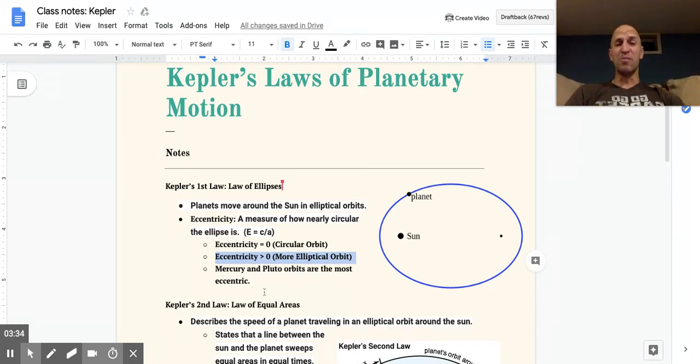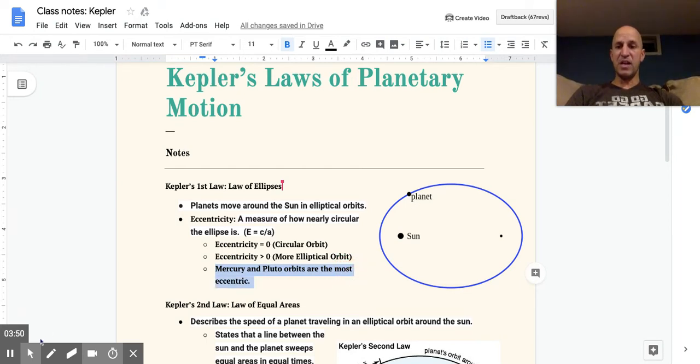The most elliptical orbits around our sun that we know about are Mercury and Pluto. They have the most eccentric orbits. Okay, so that's what I got going on. Mercury and Pluto orbits are the most eccentric.